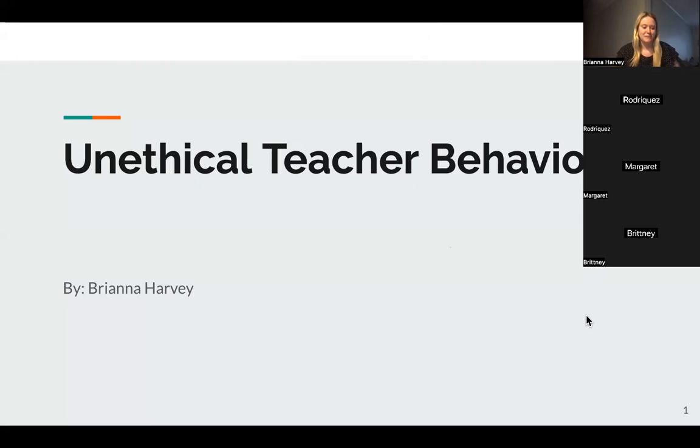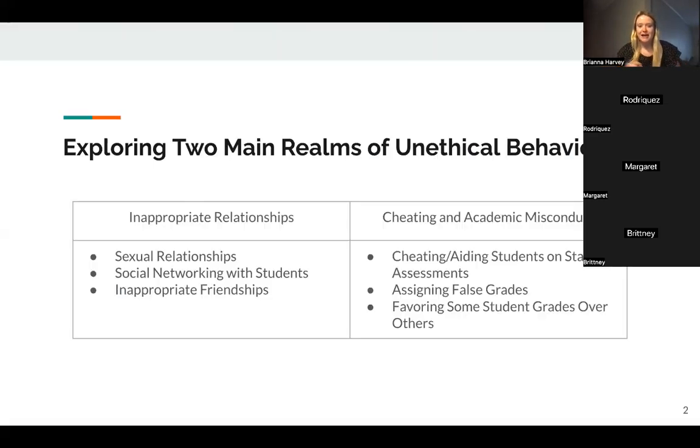Okay, so I'm going to talk about unethical teacher behaviors. Among these are inappropriate relationships, which includes teachers participating in sexual relationships with students, social networking with students, and inappropriate friendships, as well as cheating and academic misconduct, which includes teachers cheating and aiding students on state assessments, assigning false grades, and favoring some student grades over others.